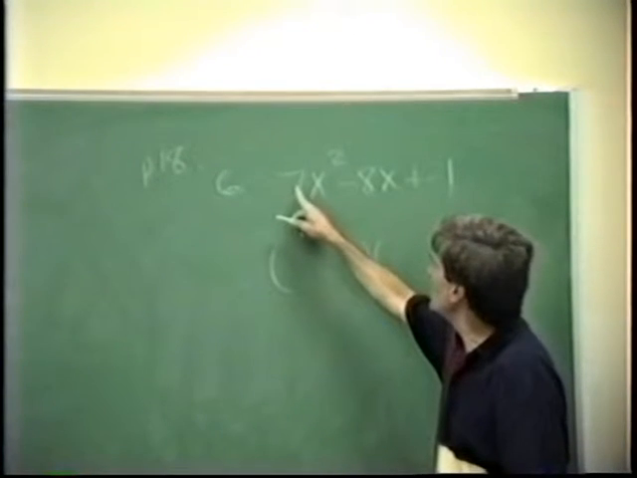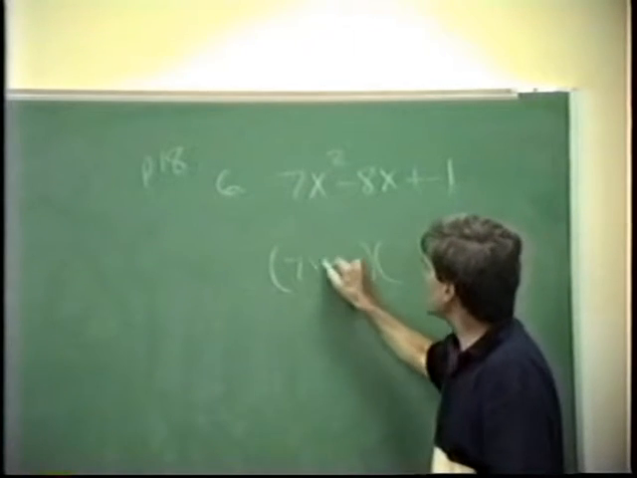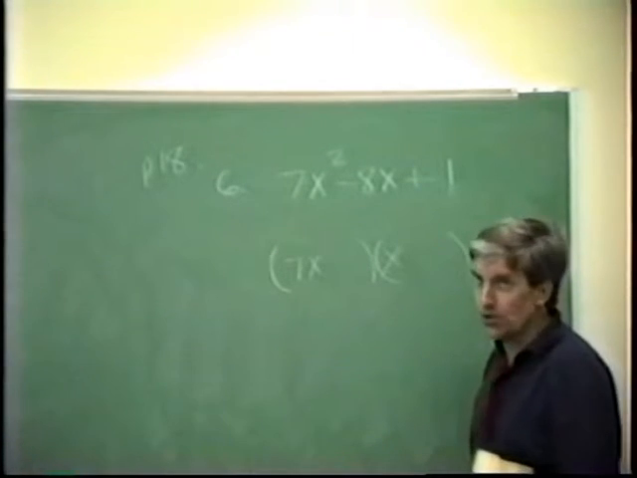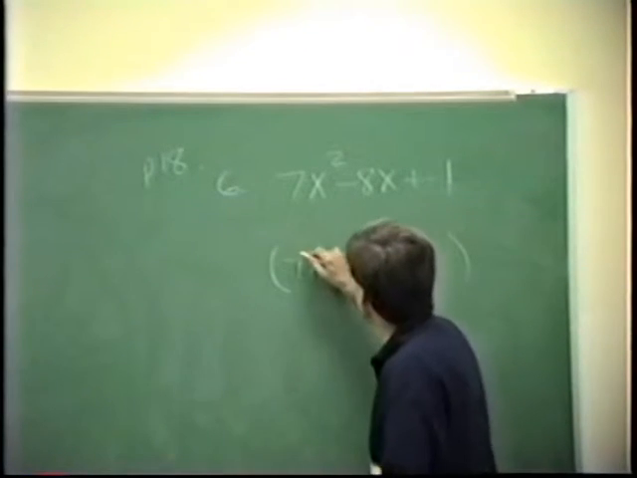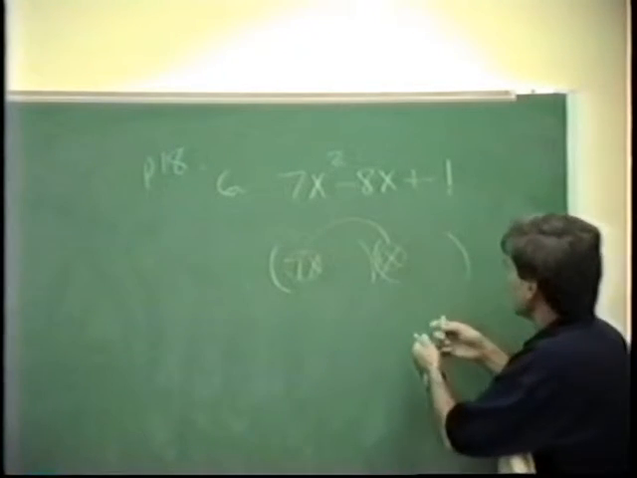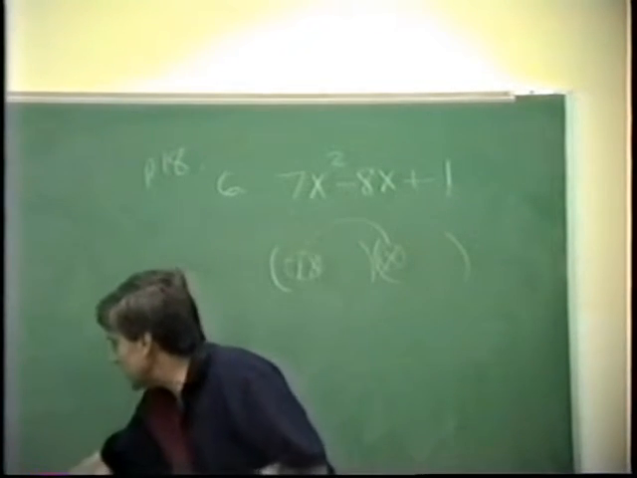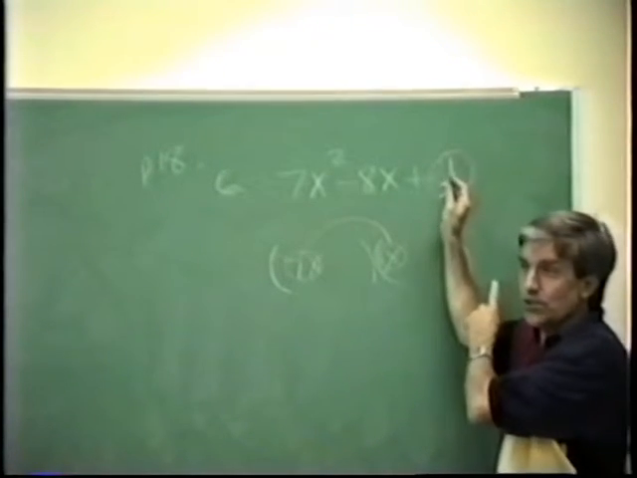Now, what would you do to get 7x squared? It has to be 7x times 1x, right? There's no other way to do that. 7x times x, and that would give you the 7x squared. Now, the last times last, which is going to be 1. Now, there's only one way to get 1, isn't there?